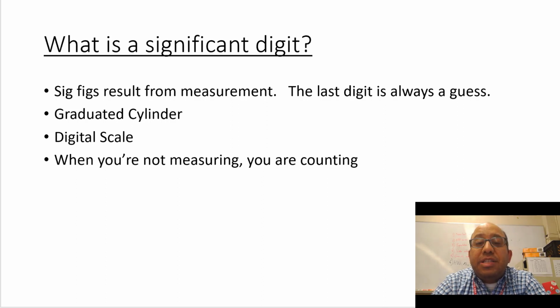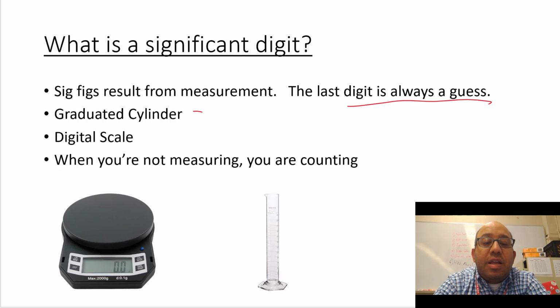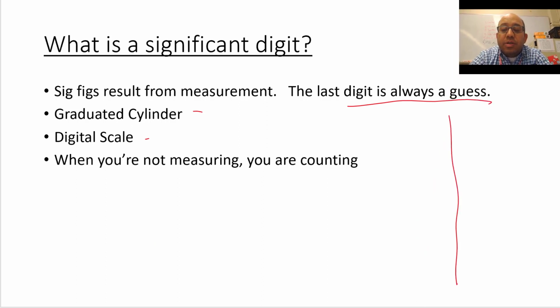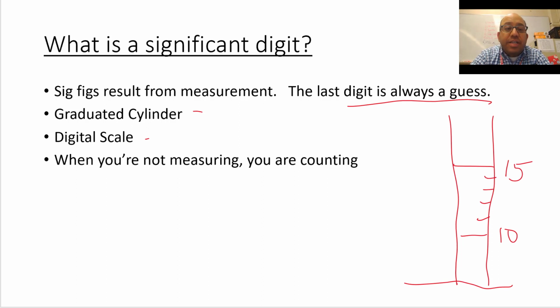In a measurement, the last digit that you write is always a guess. In this class, we'll be using graduated cylinders a lot and digital scales a lot, and I want to show you how significant digits relate to using those tools. So in class, this is what a graduated cylinder looks like. If you have a mark at 10 and a mark at 15, and 4 marks in between that are 11, 12, 13, and 14.